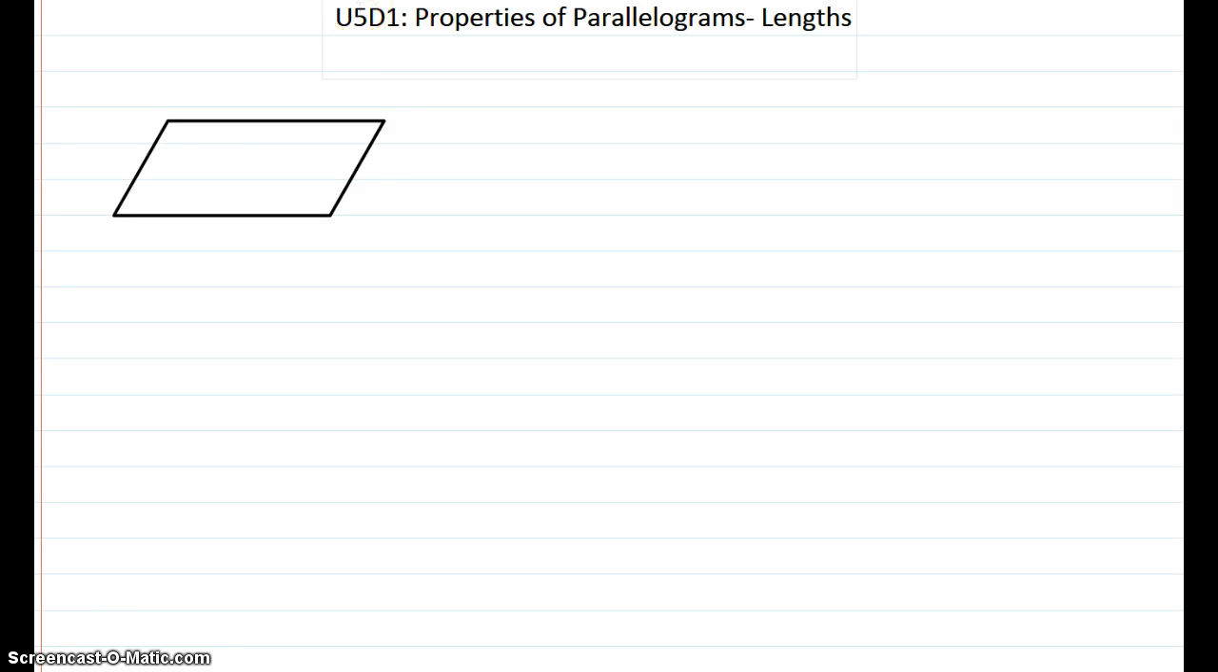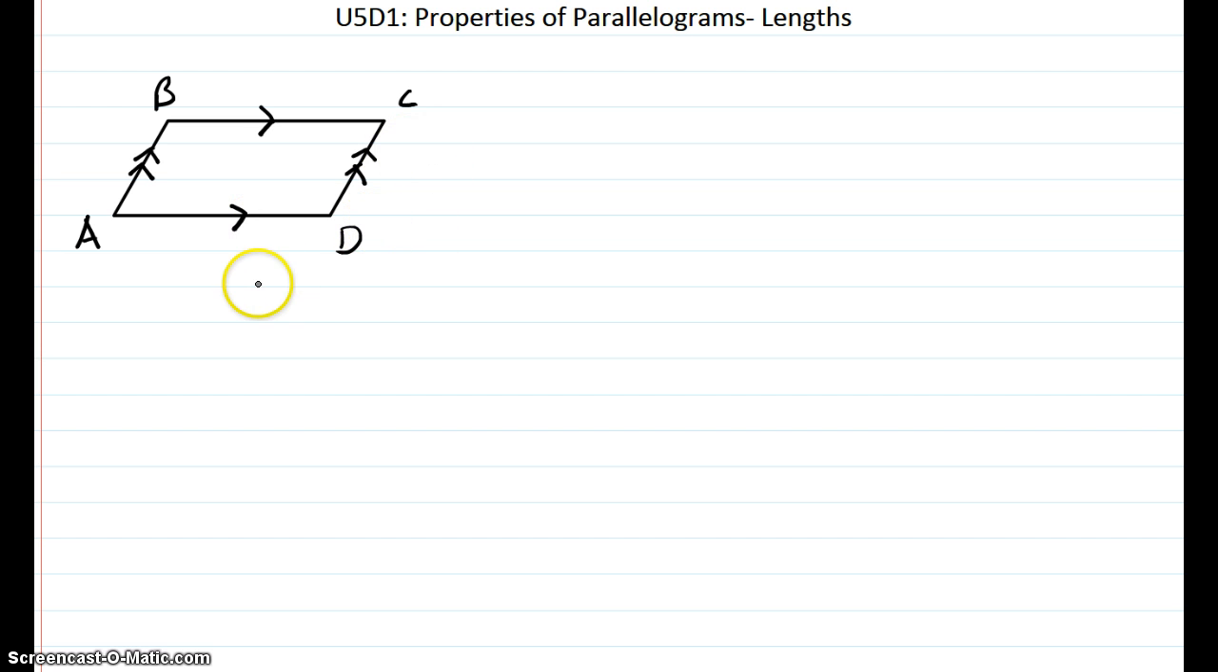Alright, as we get started, we're going to start looking at parallelograms. Some people call a parallelogram a crooked rectangle. As we look at this parallelogram, A, B, C, D, some of the things we're going to learn about it are that the opposite sides are parallel. And so whenever we have both sets of opposite sides parallel, that makes a parallelogram.